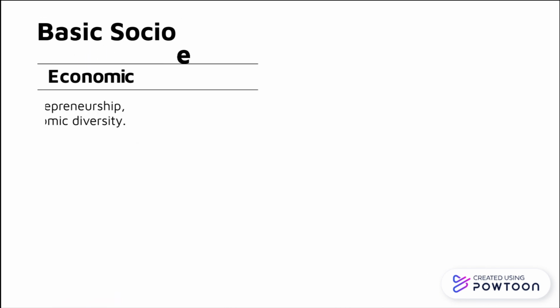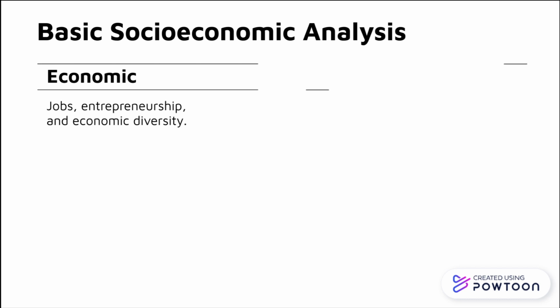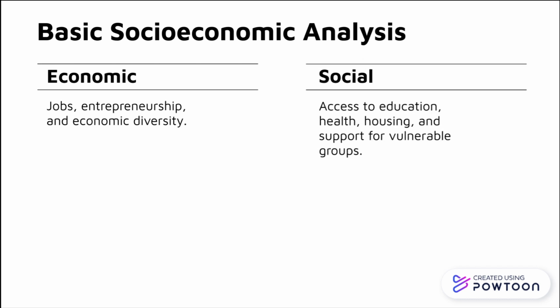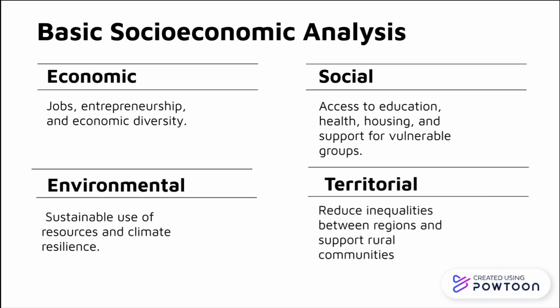The social dimension is about giving people access to education, healthcare, decent housing, and protecting vulnerable groups. The environmental dimension promotes the sustainable use of natural resources and helps the country adapt to climate change. And the territorial dimension works to reduce differences between regions and support rural or less developed areas.